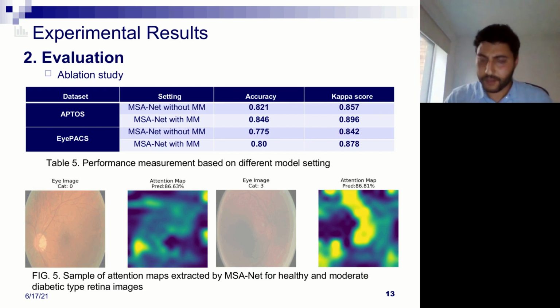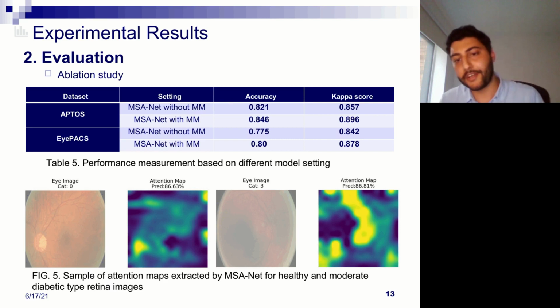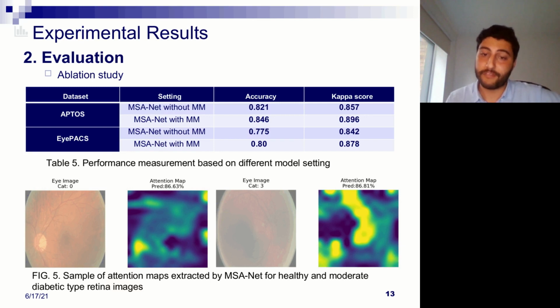Here is an example of the attention map. The attention mechanism helps the model focus on the damaged areas to encode more local information to make the final decision, and shows which areas are affecting it. As you can see, this is for class 0 and this is for the moderate one, class 3.